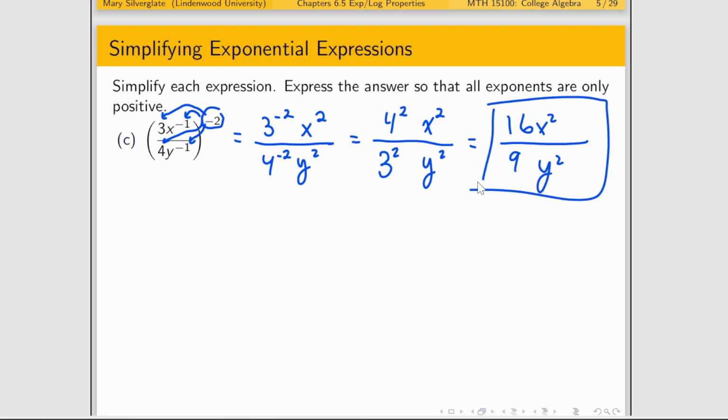So a lot of times exponents are considered simplified when, whenever there's a base, there's just one copy of that base and all of your exponents are positive.